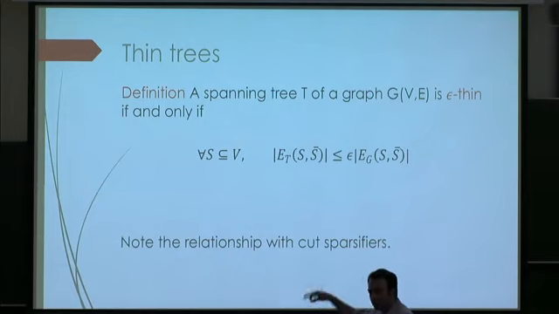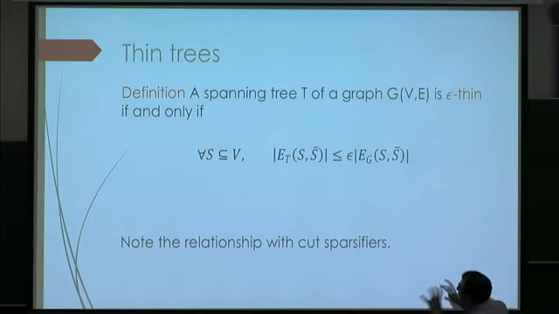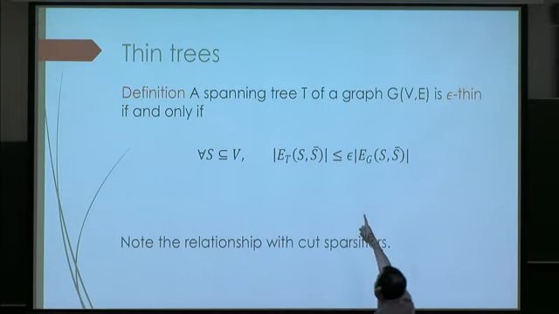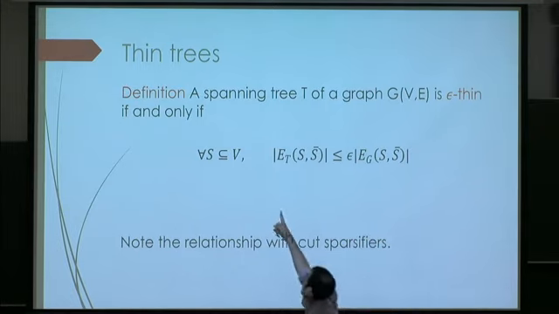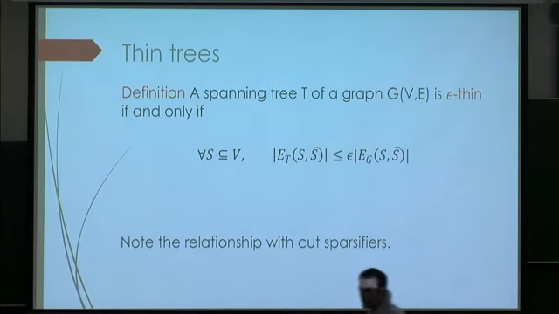So, note the relationship with the cut sparsifiers that Nikhil talked about. There he wanted the weighted version across every cut to be approximately the same amount. Here, I want it to be only an epsilon fraction, and given that it's a spanning tree, I can put strictly bigger than 0. So it's like a one-sided sparsifier.